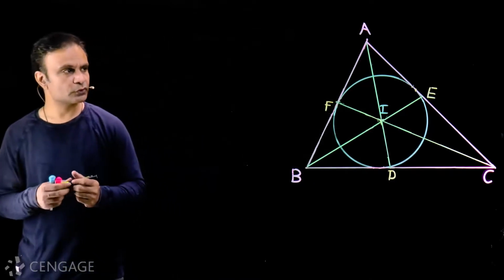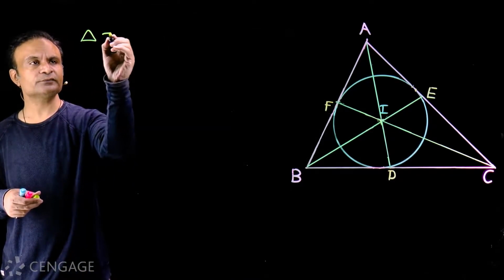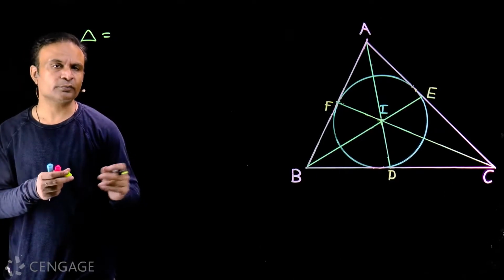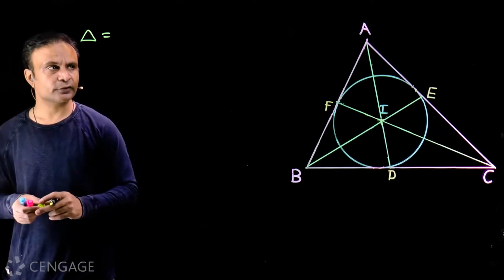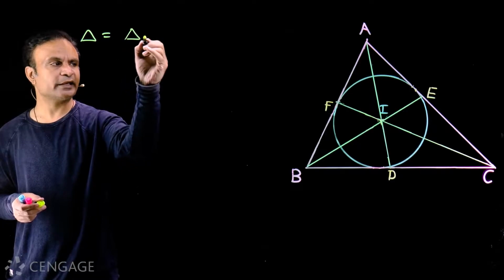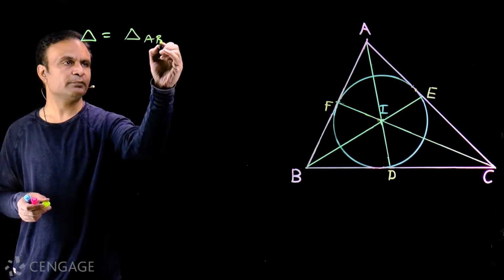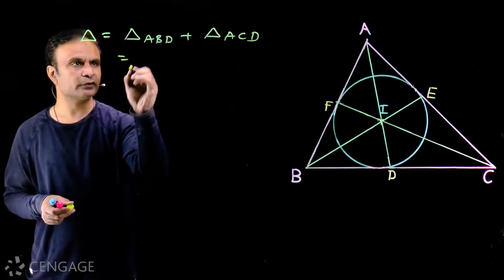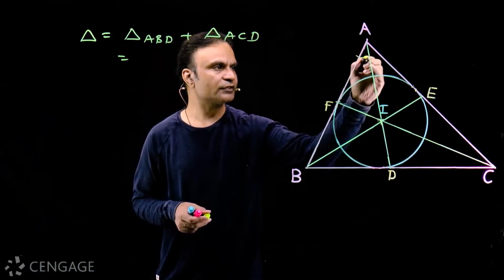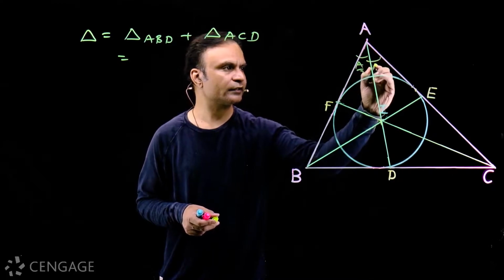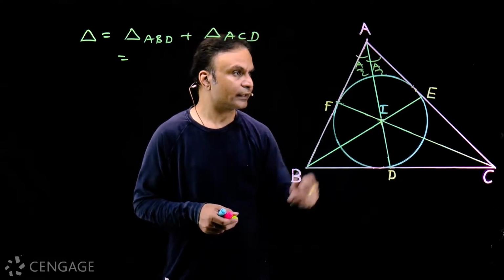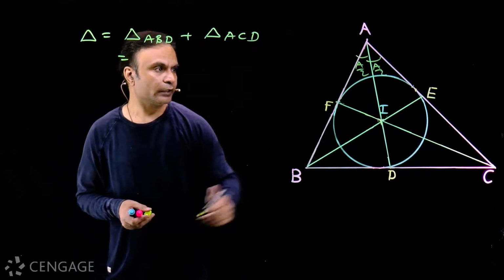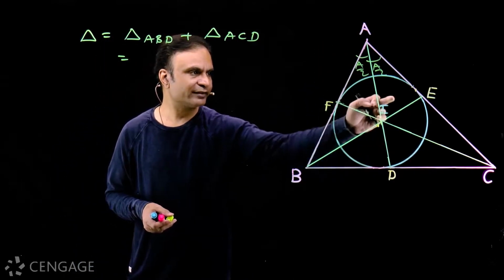Okay, so we can use the area of triangle ABC, which we denote by delta. This is equal to area of triangle ABD plus area of triangle ACD. Now this angle is A by 2, and this angle is also A by 2 because this is an internal angle bisector. AD is a common side between these two triangles.